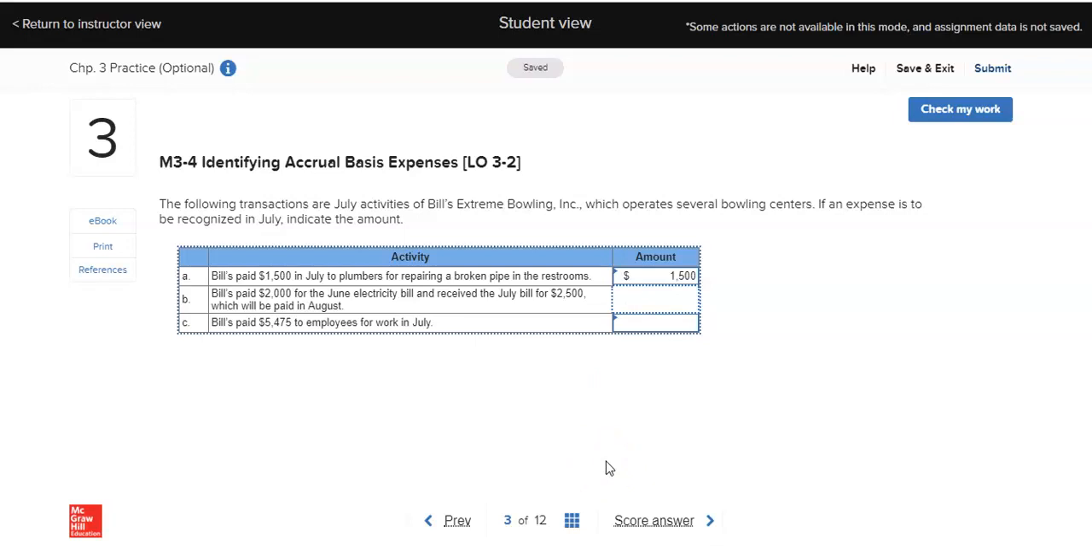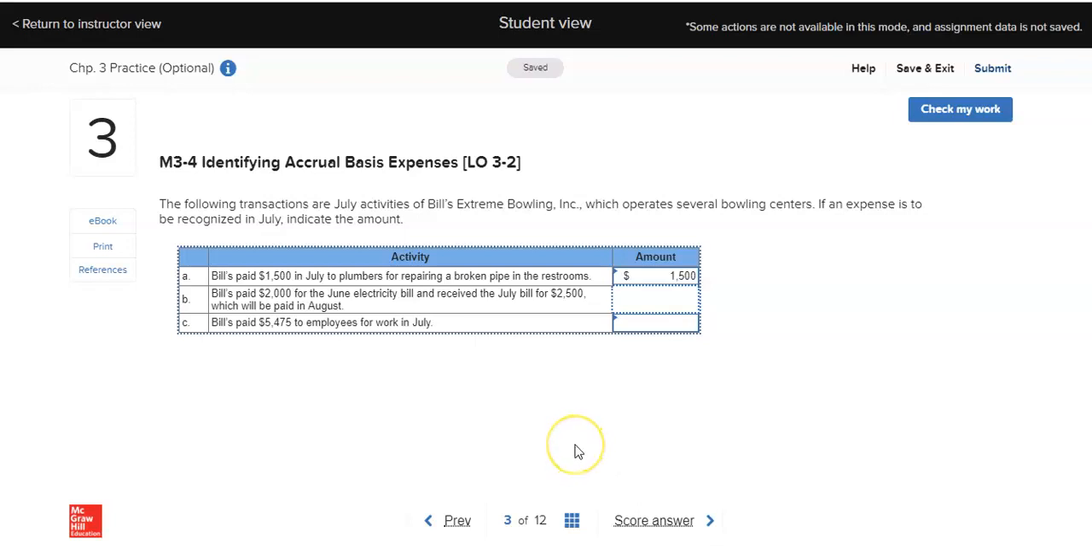In B, Bill's Extreme Bowling paid $2,000 for the June electricity bill. Now let's stop there because the second part will be treated differently. Bill's paid $2,000 for the June bill. Now, if electricity was received in June, it should have been recorded as an expense in the month of June. So we will not record it as an expense in July. So there will be no June electricity expense recorded in the month of July.